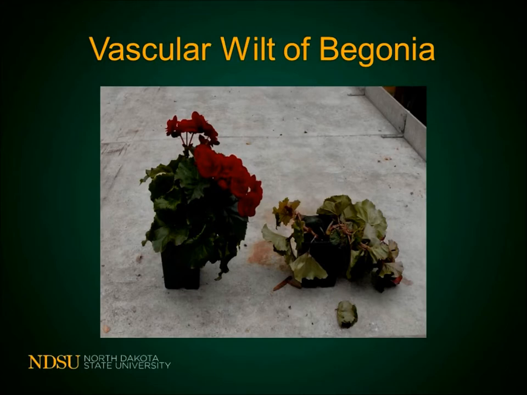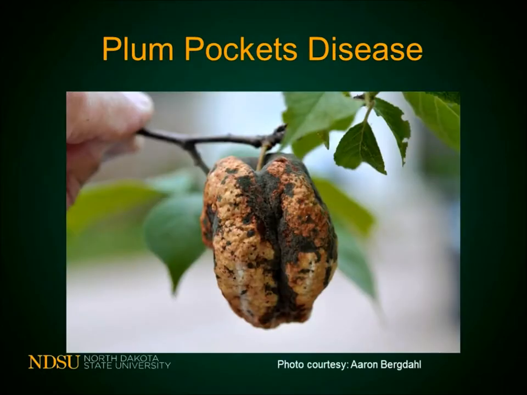And here's another example of a disease. This is a plum pocket disease. Basically, it's a fungus that attacks the fruit on these plum trees and causes them to shrivel up and die and basically look like this, something that you obviously aren't going to want to eat and isn't going to taste very good. So those are two examples of diseases that you might consider to be really important in your landscape plants.